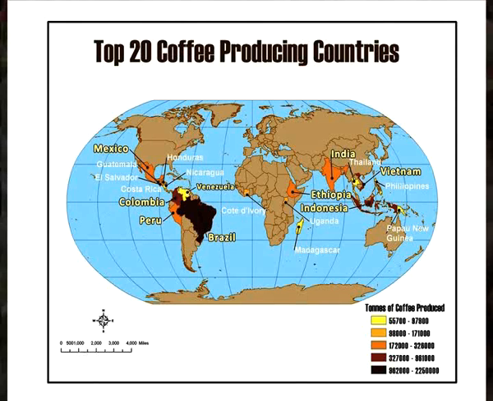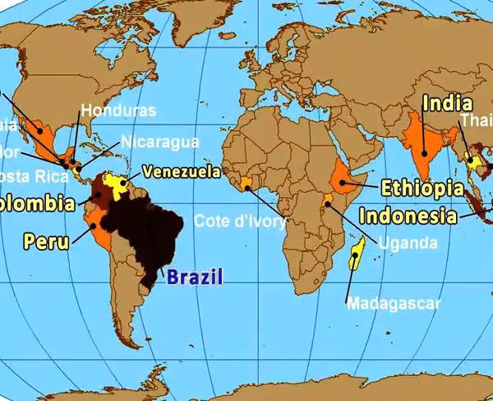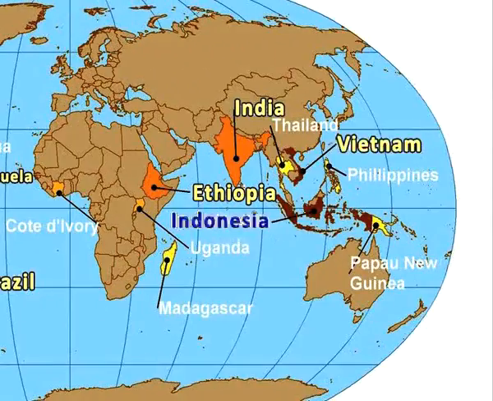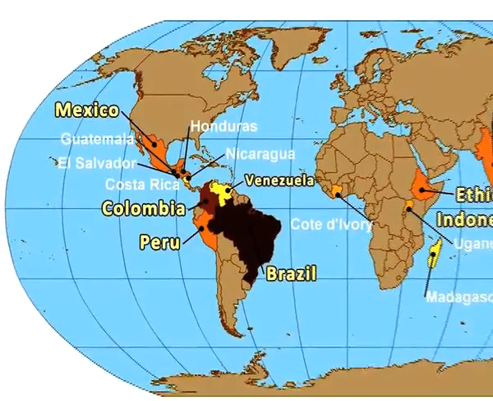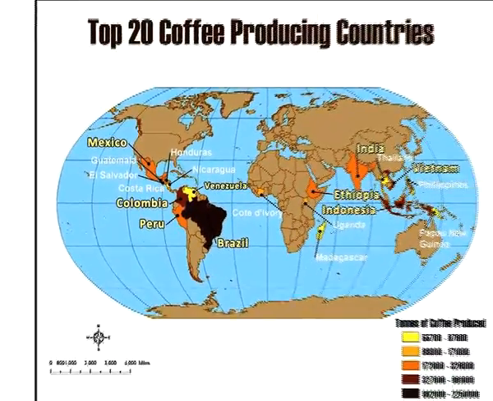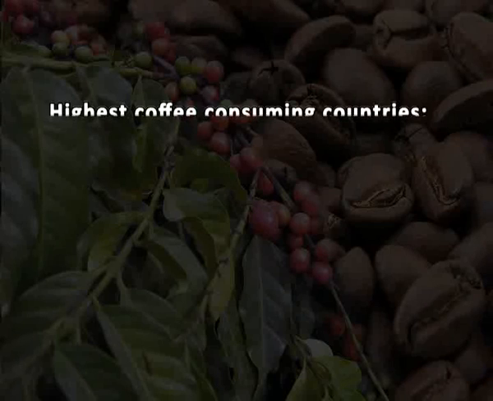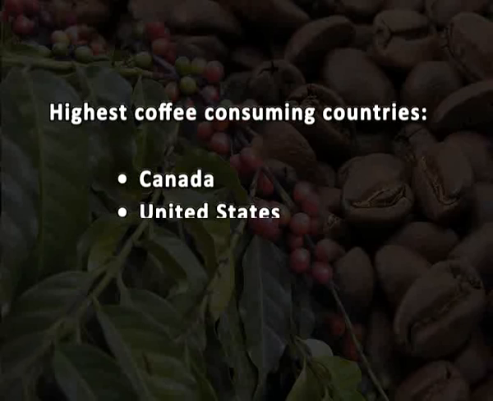of bean. Highest coffee producing countries are Brazil, Vietnam, Indonesia, India, Ethiopia, Colombia, Peru, Mexico, Venezuela, Cambodia, Kenya and Tanzania. The highest coffee consuming countries are Canada, the United States, Austria, Italy.